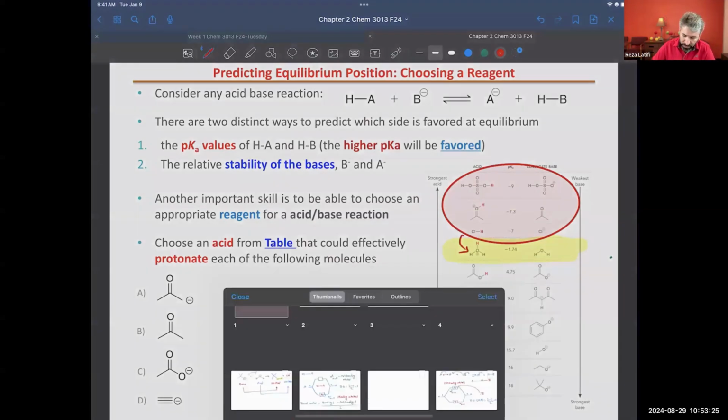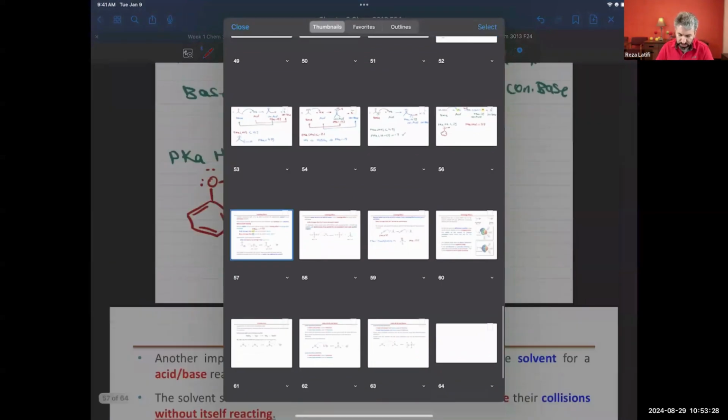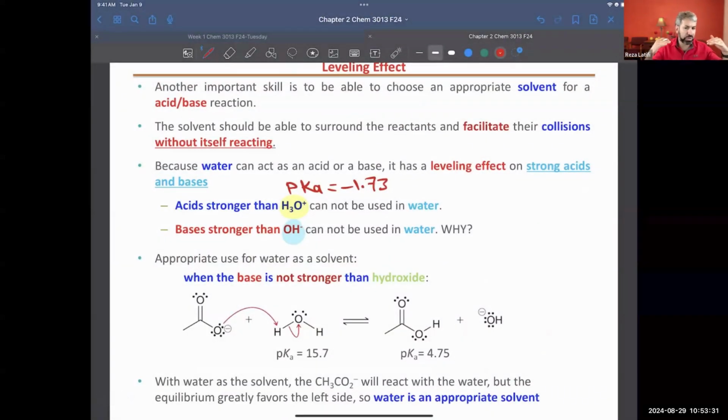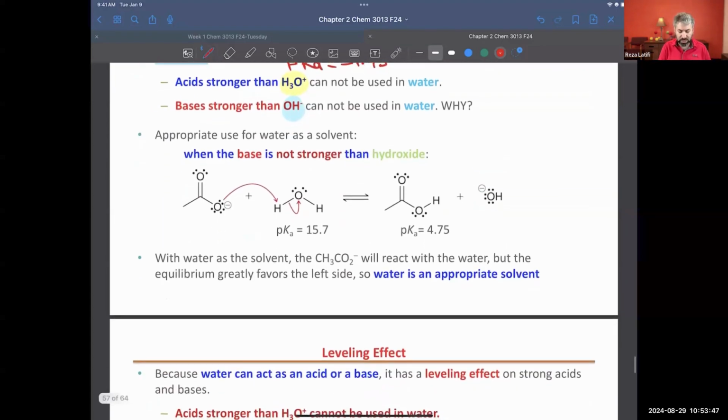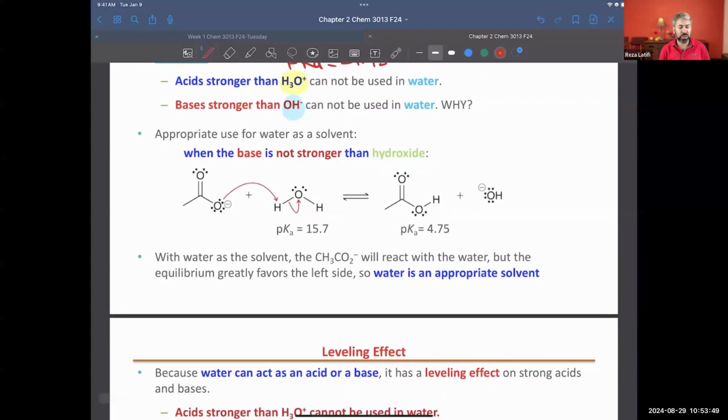We call this effect the leveling effect. That means whether you're dealing with a really, really strong base or a really, really strong acid, at the end, OH or hydronium ion will be your base and acid inside water. For example, for this reaction, we have a base reacting with water, forming an acid plus OH.